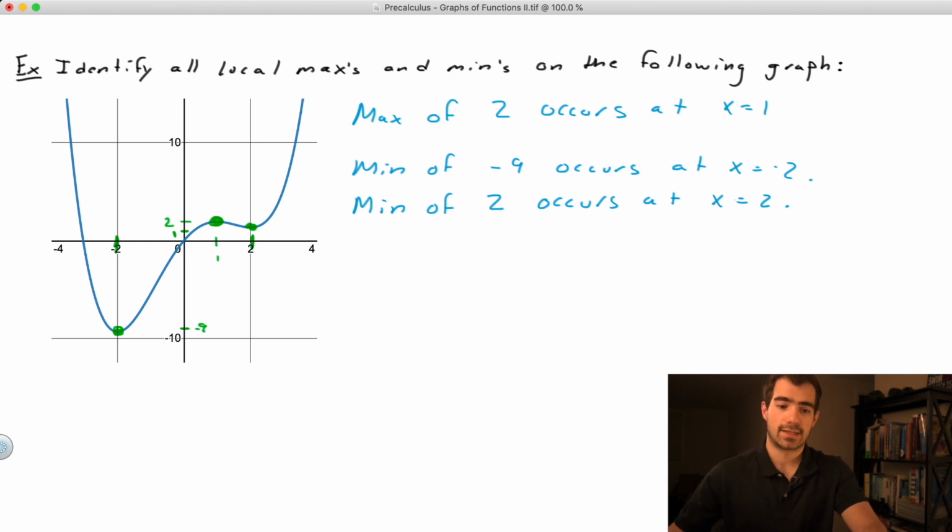And that's it in this case. On both ends here, these are going off to infinity, and so they're not ever going to see another local max or min. They're never changing their slope in either direction from here. And so we have a max of 2 that occurs at x equal to 1, a min of -9 that occurs at x is equal to -2, and a min of 1 that occurs at x is equal to 2. And those would represent all of our relative mins and maxes for this particular graph.